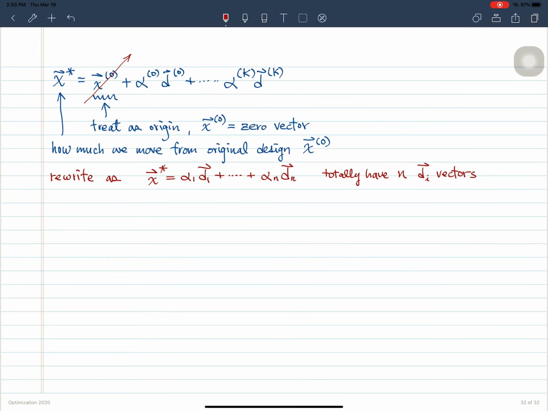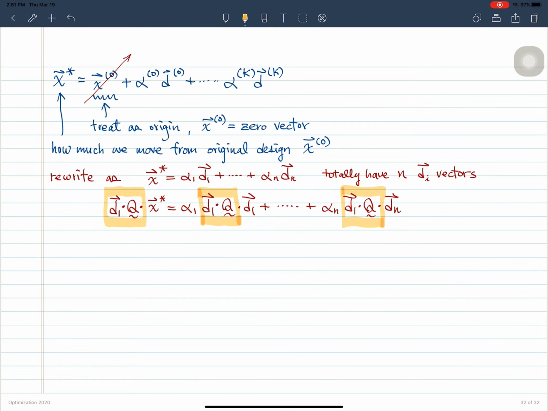So now let's try to do an operation. So what operation? Let's do d1 dot Q matrix dot the whole thing. We can do that. We can do any kinds of mathematical operation to this. So this is what we put in front of the whole equation. So at the end I have d1 Q d1 alpha 1, plus dot dot dot alpha n d1 Q dot dn. So every term has a new dot product operation in front. We do this to every term on both sides of the equation.